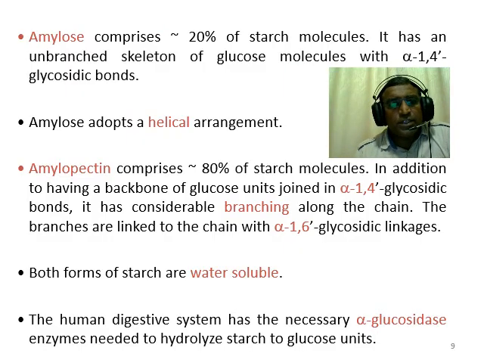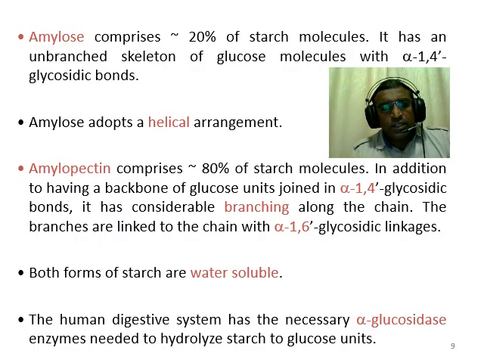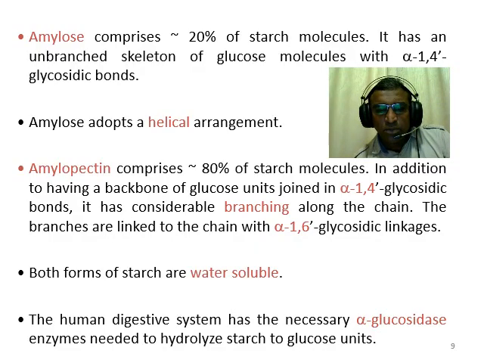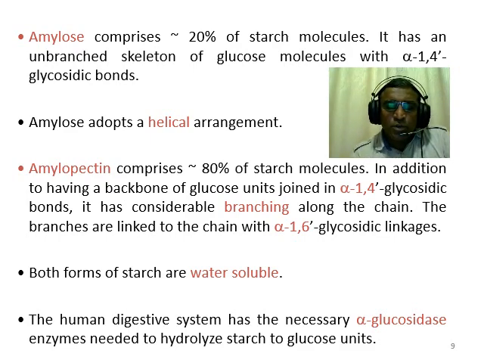More information on starch and its components. So the amylose comprises around 20%, and it has only alpha 1,4 glycosidic bonds, and it is in helical arrangement. It can actually trap iodine, therefore iodine is an indicator of the presence of starch. While amylopectin is around 80%, and it has both alpha 1,4 glycosidic bonds as well as the branching bond of 1,6 glycosidic linkage. And since both amylose and amylopectin are water soluble, therefore starch as a whole is also water soluble. And there is the necessary enzyme in the human digestive system, that is alpha glucosidase. Therefore, it is possible for humans to utilize starch.